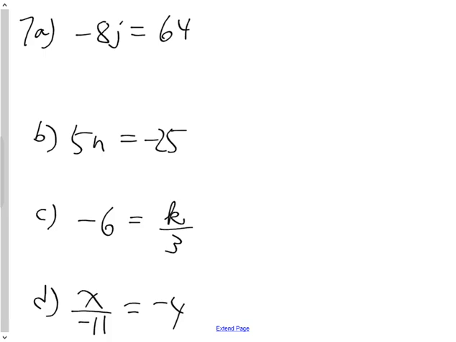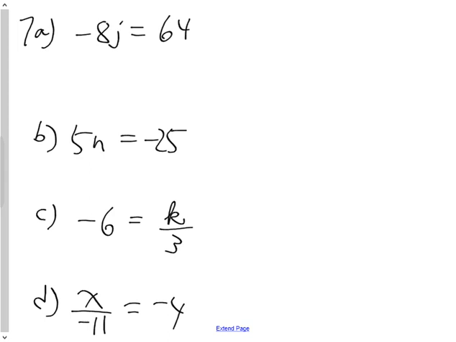Okay, so this is section 10.1 from your Math Links 8 textbook on modeling one-step equations in the form of numerical coefficients or fractional coefficients. So the 4 questions we have here in 7 ask us to solve by inspection.